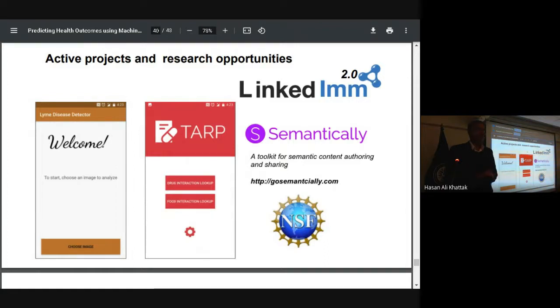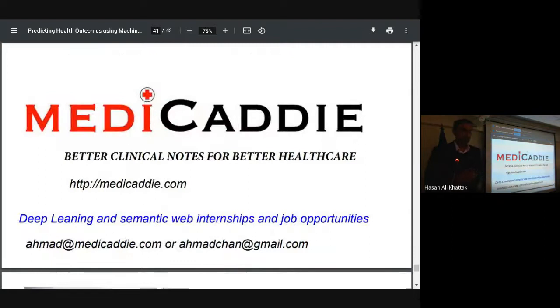We also have a startup from our lab called Medicary, where we are working on better clinical notes for better healthcare. There we are looking for one to three interns, and also a senior developer working in BERT and NLP. If you know someone, or you want to gain some experience in deep learning and machine learning, just send me an email.